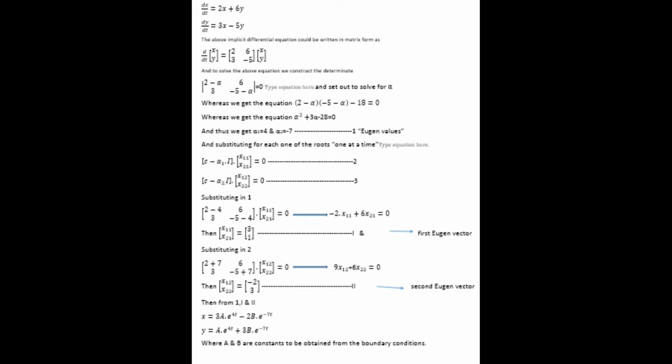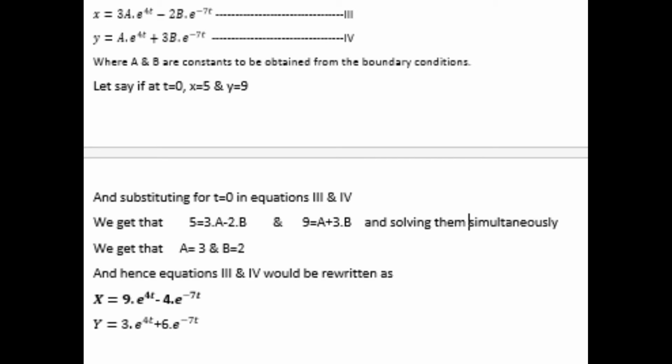Where a and b are constants to be obtained from boundary conditions. Now let's put in our initial conditions to be able to solve for the values of a and b. Our initial conditions are at t equals 0, x equals 5 and y equals 9. And solving these two equations simultaneously, we have 5 equals 3a minus 2b and 9 equals a plus 3b, where we get that a equals 2 and b equals 3.